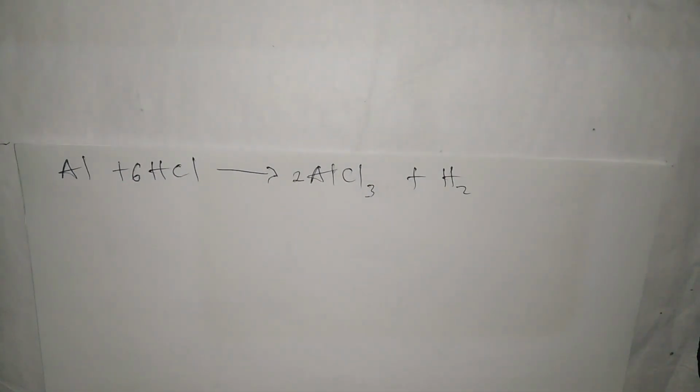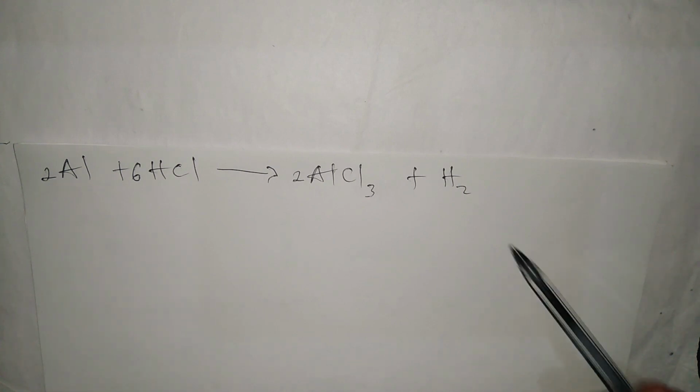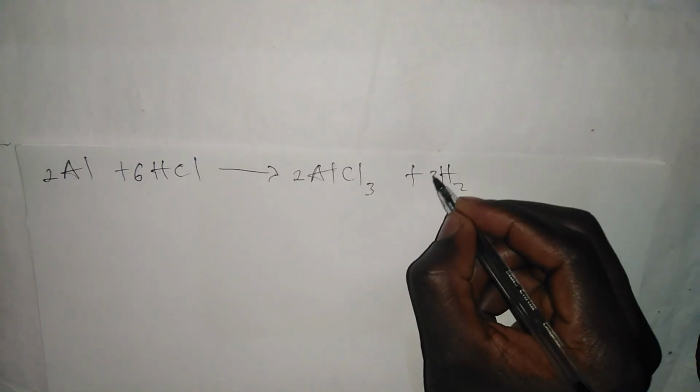Next, we'll balance the aluminium. We have 2 aluminium here, so we'll put 2 here. Next, we'll balance the hydrogen. We have 6 hydrogen here and we have 2 hydrogen here. So 6 divided by 2 is 3. So we'll put down 3. Now our equation is balanced.